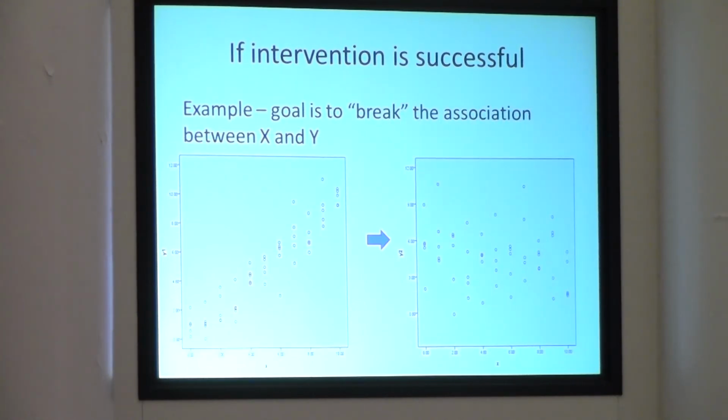We actually might want to design interventions where we want to break the association between variables. So that perhaps we want to reduce the association between test anxiety and test performance. Pre-intervention on the left, post-intervention on the right.